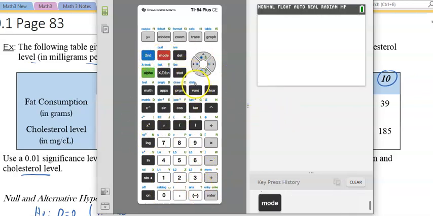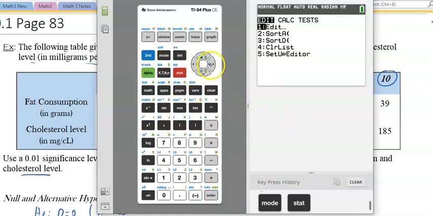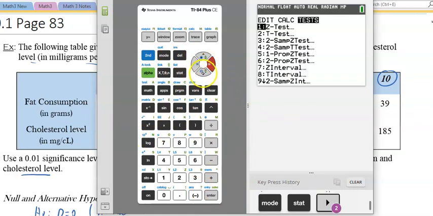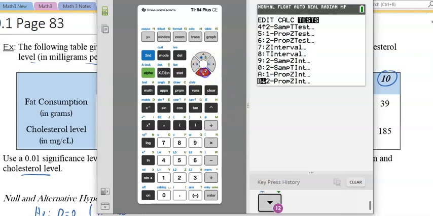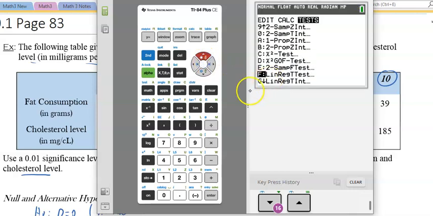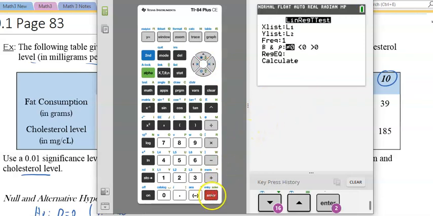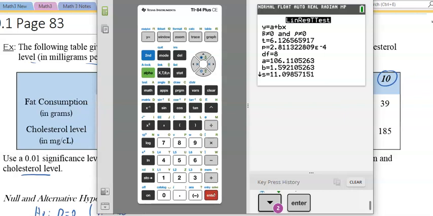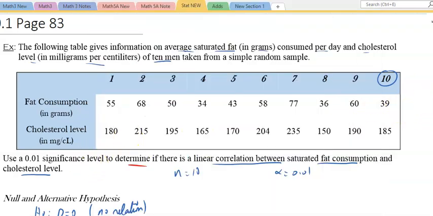And now I'm going to go to stat and test. And it's on the bottom. You could move down. I'm going to show you two ways of getting there. You could move down until you see the linear regression test right there. That's one way. I'll show you another way of doing it on the other problem. L1 correct, L2 correct, frequency equal and not equal, that's right. And calculate.